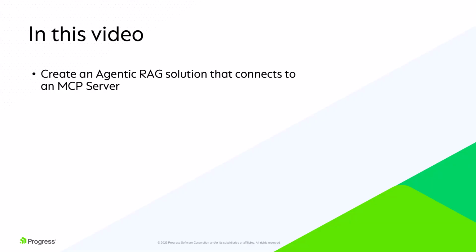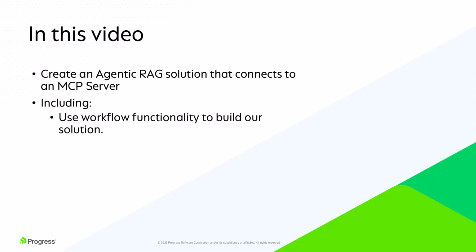Progress Agentic RAG is a comprehensive RAG-as-a-service platform that enables you to build intelligent document search and question-answering systems for your knowledge solutions. In this video, we will be guiding you through creating a smart RAG solution that uses an MCP server to retrieve information, including using the workflow functionality to create an agentic RAG solution that uses an MCP server, and how to deploy our finished workflow so that our users can begin using the agent.